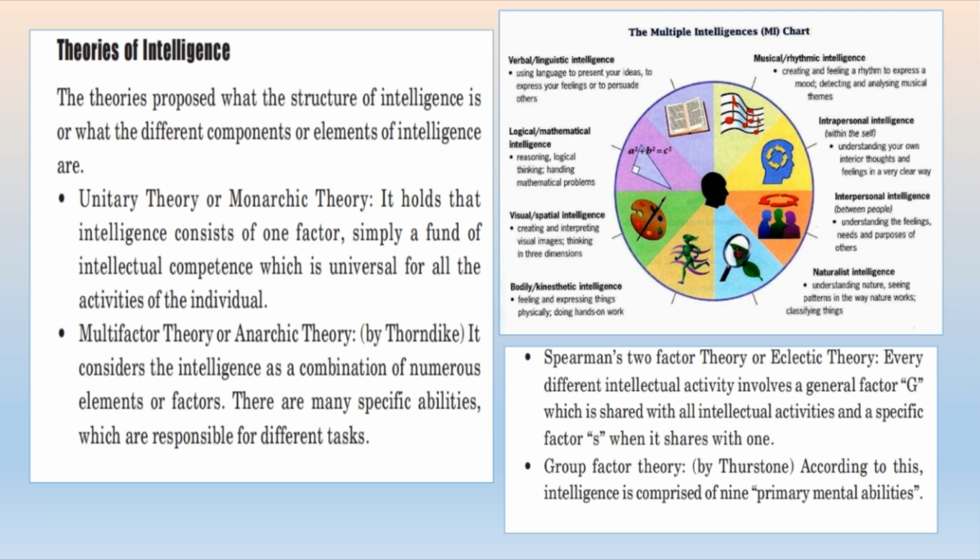Spearman's two-factor theory, proposed by Charles Spearman. Spearman stated that intelligence consists of two factors. General factor, G: common ability used in all tasks. Specific factor, S: special ability needed for a particular task. According to this theory, every activity involves both general and specific intelligence.